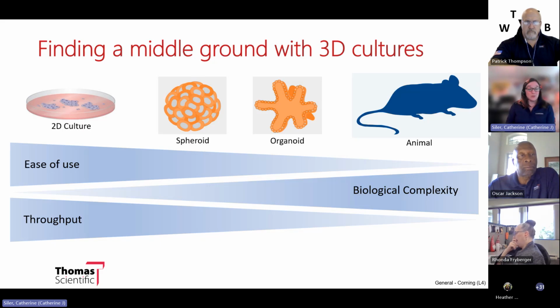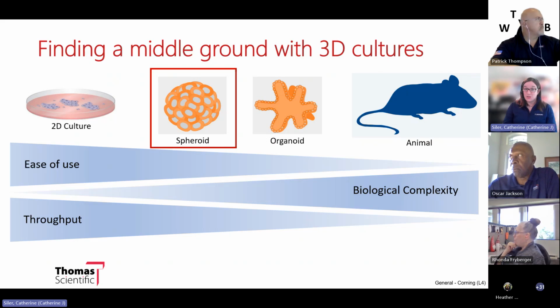So spheroids and organoids are things that are really prevalent in the field right now. And today we're actually going to focus on spheroids. So these are structures that are going to use human cells, and we are going to be able to kind of condense those human cells into a more 3D structure that's more similar to like an organ.